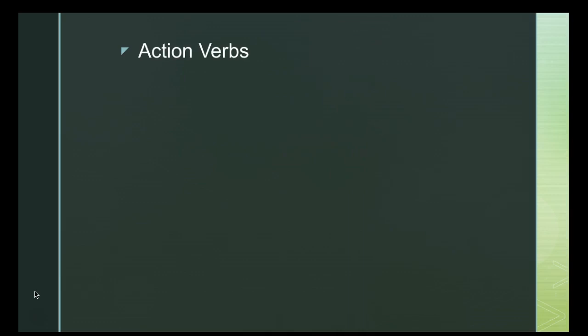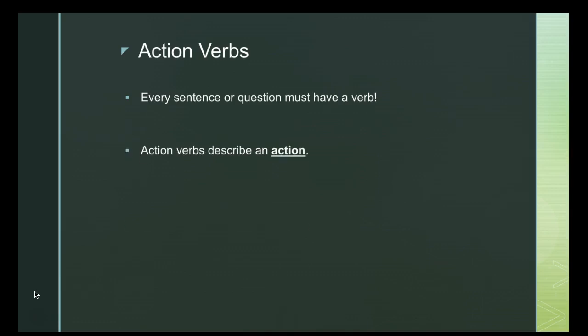And we also have verbs. There are two main types of verbs. One includes action verbs. And remember, verbs are important. Every sentence or question must have a verb. Action verbs describe an action. And we use many different action verbs. What are some action verbs you can think of?